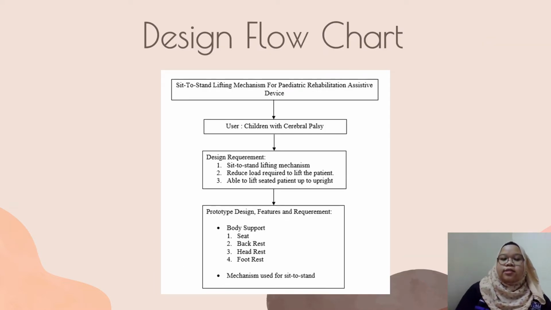Then next, this is the design flowchart. Seat to stand lifting mechanism for the pediatric rehabilitation assistive device. So the user basically is the child with cerebral palsy, and the design requirements are a seat to stand lifting mechanism, reduced load required to lift the patient, and being able to lift a seated patient up to upright. Okay, so the prototype design features and requirements. For the body, it needs a seat, backrest, headrest, and footrest. So this is the basic, and of course the main point is the mechanism used for seat to stand.